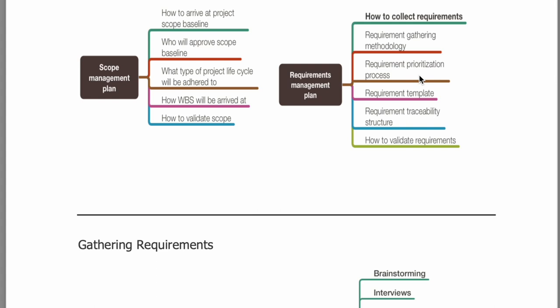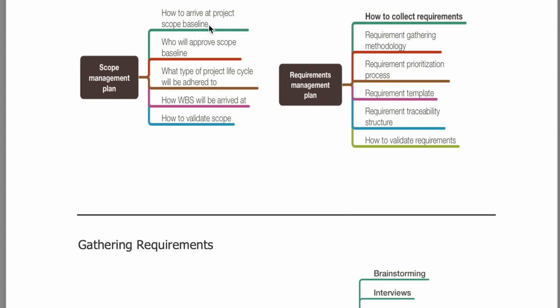How do I prioritize the requirements? You guys know this now. Any template you would want to use, traceability metrics, we discussed it. There is a video available on YouTube. And how do I validate requirements?